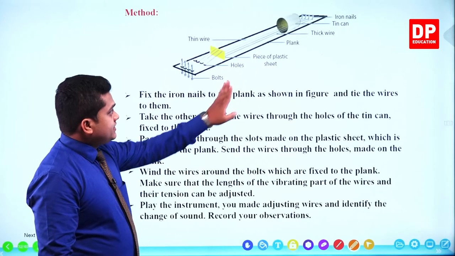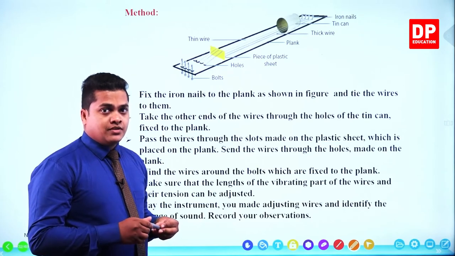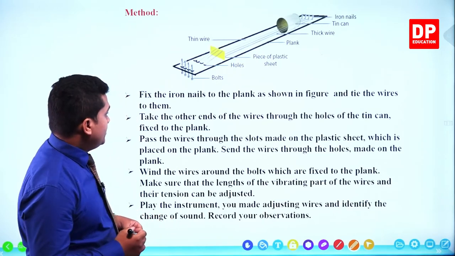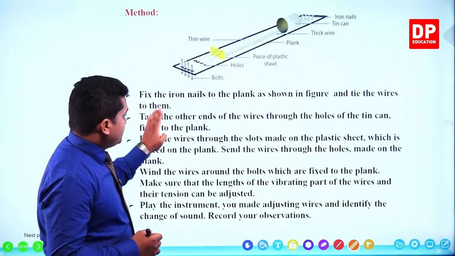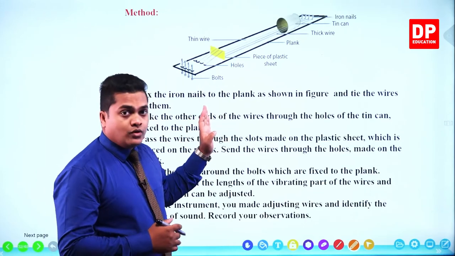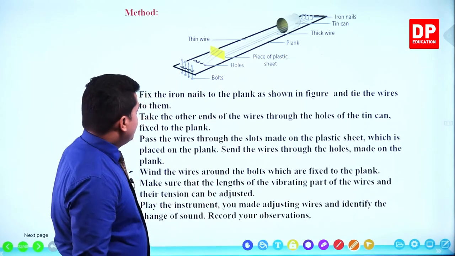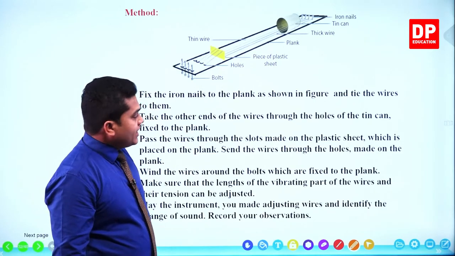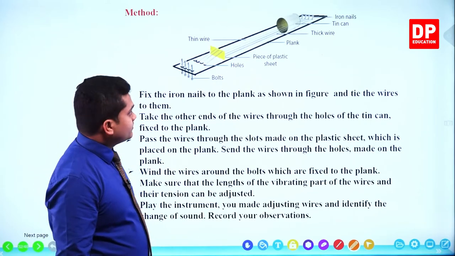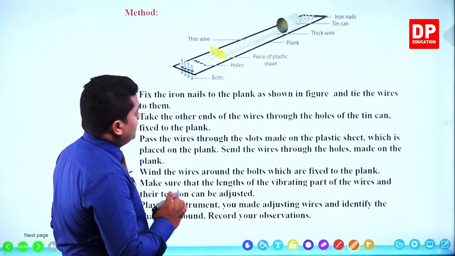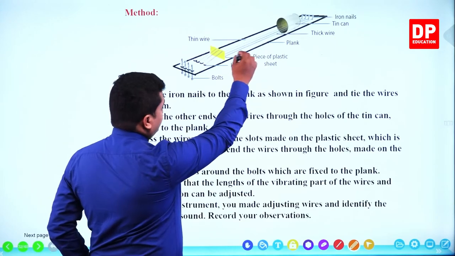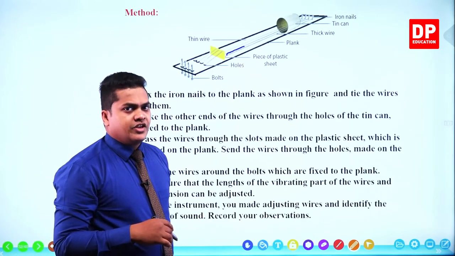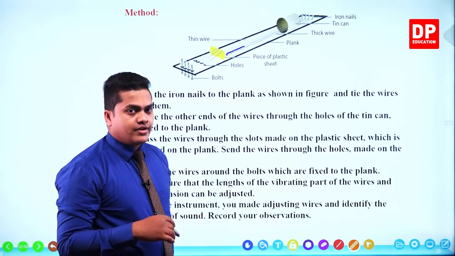So this is our instrument which we produced by using those materials. So here, first of all, we need to fix the iron nails to the plank, or plank means the wooden sheet, as shown in the figure, and tie the wires to them. Right. Now, first of all, we need to tie the wires. Wires means the strings. We need to tie the strings onto the wooden plank.